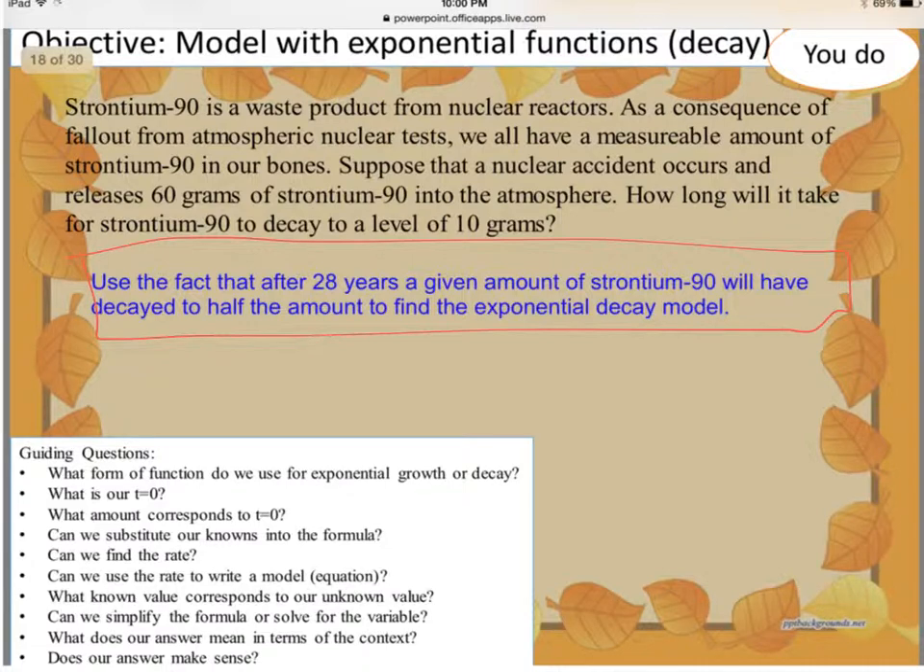So you're going to need to use that information. 28 years is going to give you half of the original amount. So you're going to kind of set it up like we did with that you-do problem, and then just remember when you solve for k, since this is decay, your k value or your rate should be negative when you get that, and then continue on to make a prediction about how long it will take in order for the decay to reach 10 grams if you start with 60 grams.